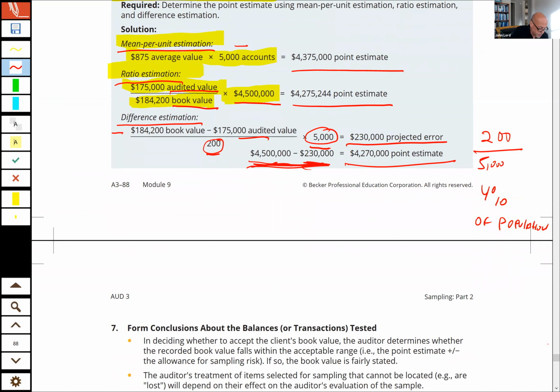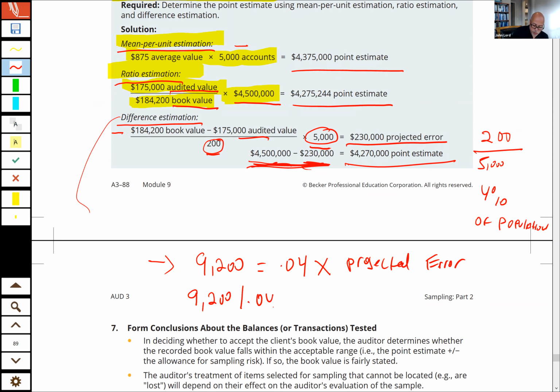And I would say you could, because what you would say is, look, I'm sitting here and I have $9,200 as the difference between my audited values and my book values. I've looked at what? 4% of the population. So that means, not times here, but equals. That means that 9,200 represents 4% of the what, projected error, doesn't it? And then if you just go ahead and do the algebra on that, 9,200 divided by 0.04 would give you what? Would also give you that projected error.